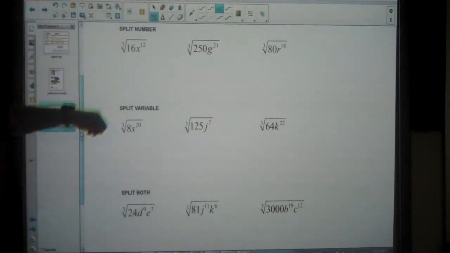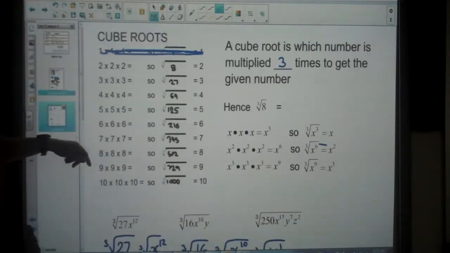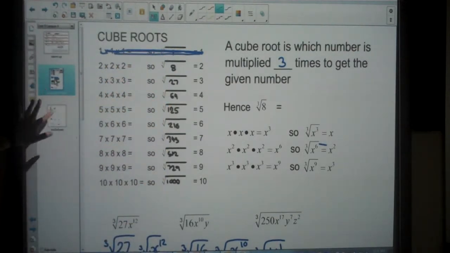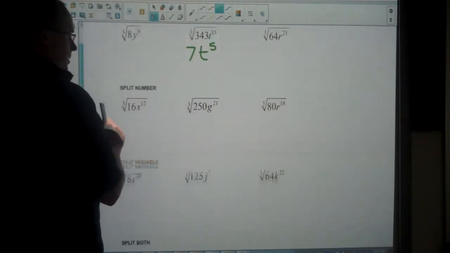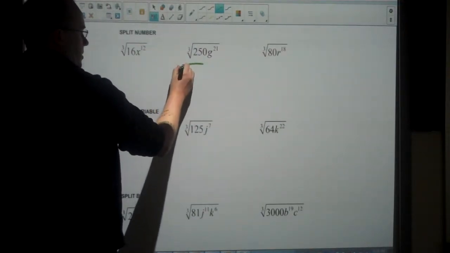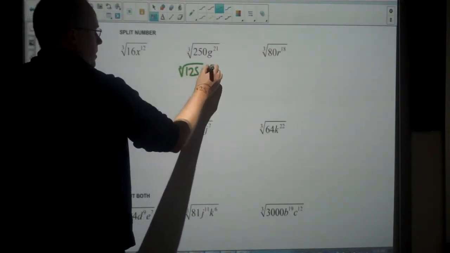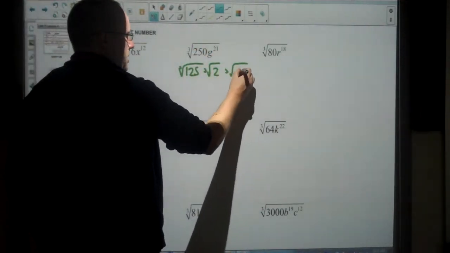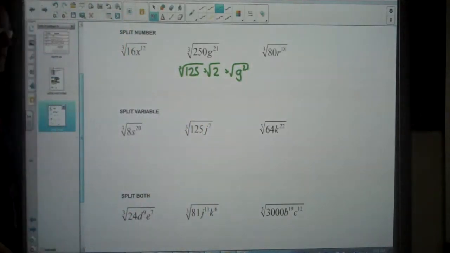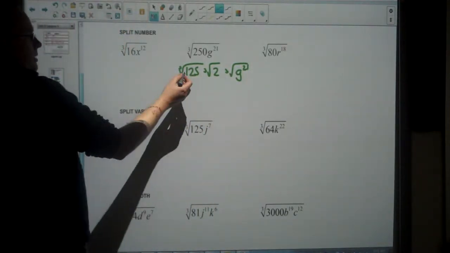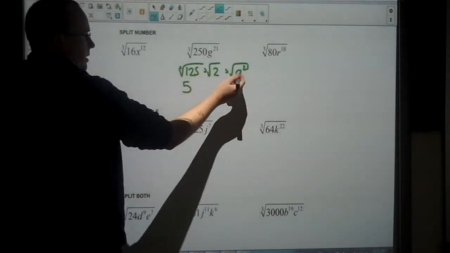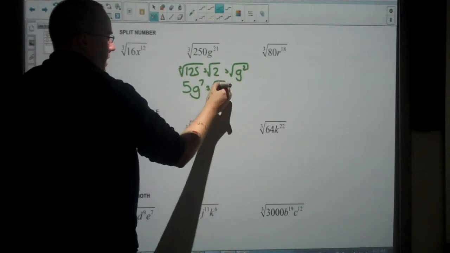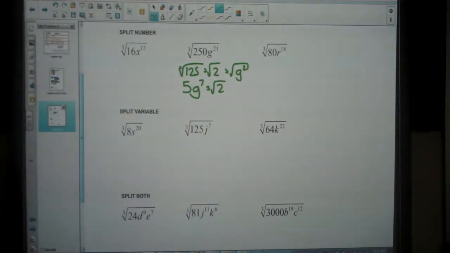Now this one, it says you're going to split the number. 250 is not on this list here, but 250 is 125 times 2, so we're going to use that to help us for this question. So we're going to go cube root of 125, cube root of 2, and notice g to the 21 is going to work perfectly because it's a multiple of 3, so I'm just going to leave that as it is. I don't need to split that one up. So the cube root of 125 is 5, cube root of g to the 21 is g to the 7, and then the one that can't work out, I'm just going to tag in at the end of the question.